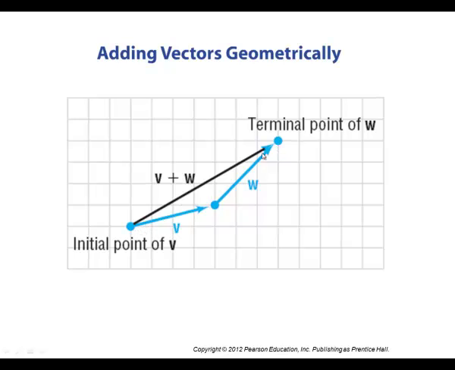So between the two vectors, they move 7 across horizontally and 4 up, for a sum vector of v plus w. That resultant, or what's known as the resultant vector, the black one, starts where the initial point for v starts and terminates where vector w terminates.